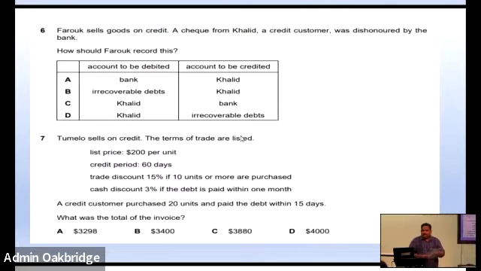So credit will now be bank. Correct? So which is the answer? C. Only C has bank on the credit side. Okay?